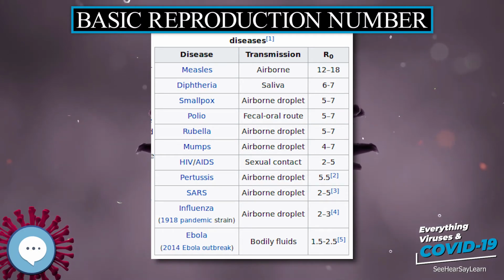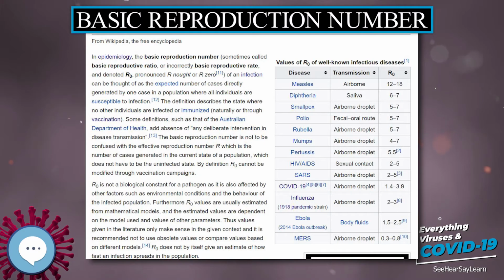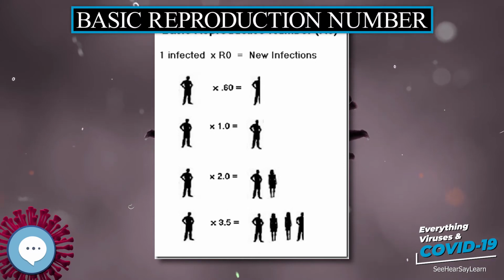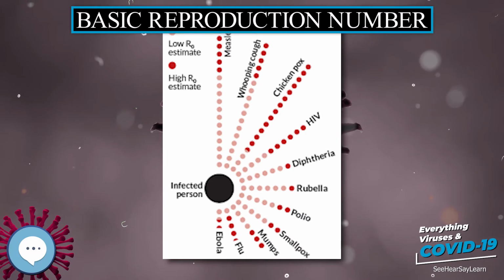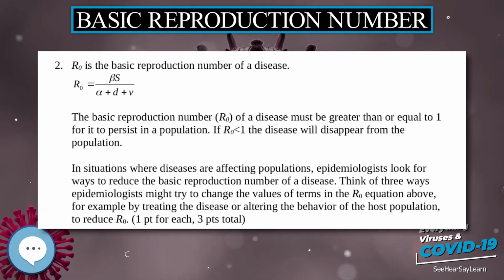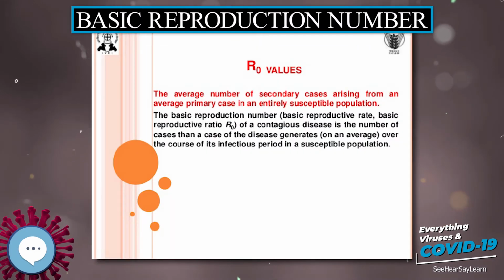R0 is not a biological constant for a pathogen, as it is also affected by other factors such as environmental conditions and the behavior of the infected population. Furthermore, R0 values are usually estimated from mathematical models, and the estimated values are dependent on the model used and values of other parameters. Thus, values given in the literature make sense only in the given context, and it is recommended not to use obsolete values or compare values based on different models. R0 does not by itself give an estimate of how fast an infection spreads in the population.